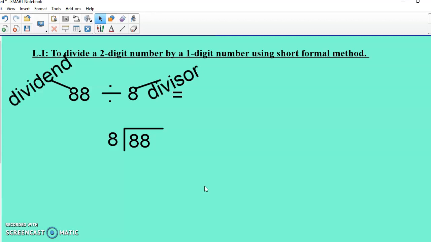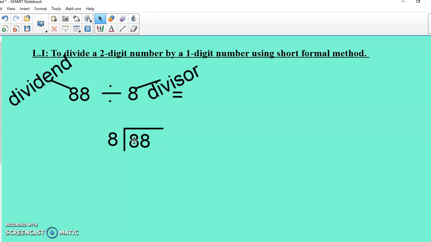Okay. So now for you to divide using the short formal method, you should know your times table, but if you don't know it, you can always share. So the first thing I'm going to ask myself is, how many times will 8 go into my tens number, which is 8? So if I have 8 children sharing 8 apples, how many will each of them get?